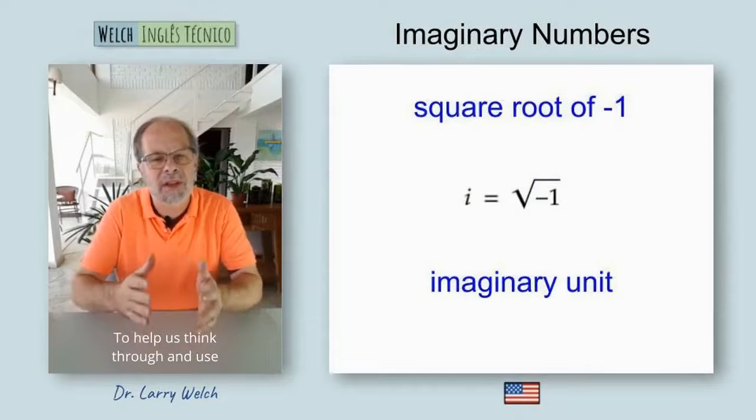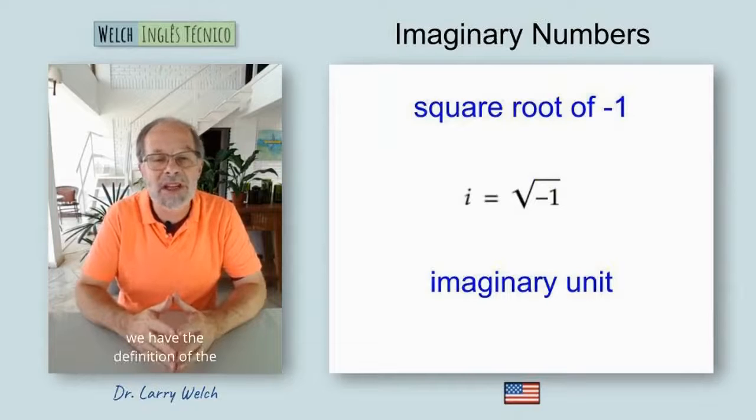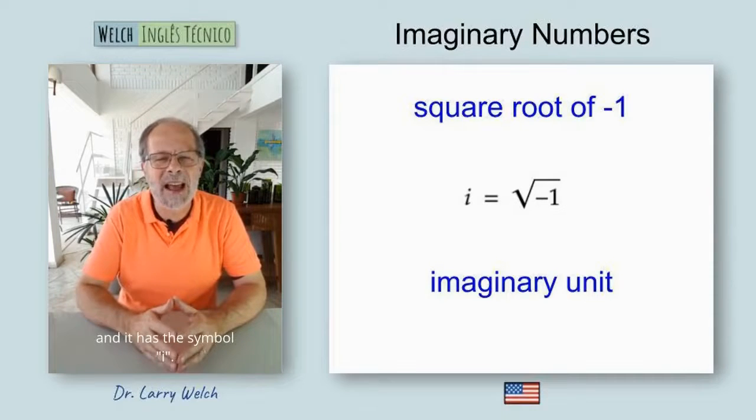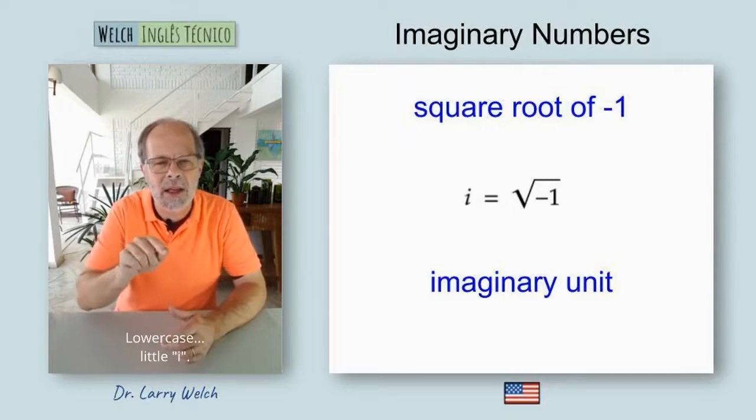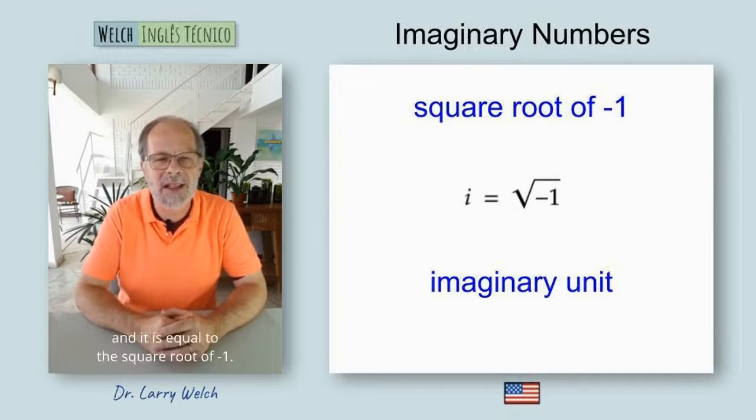To help us think through and use imaginary numbers, we have the definition of the square root of -1. This is called the imaginary unit, and it has the symbol i, lowercase, little i. That's the imaginary unit, and it is equal to the square root of -1.